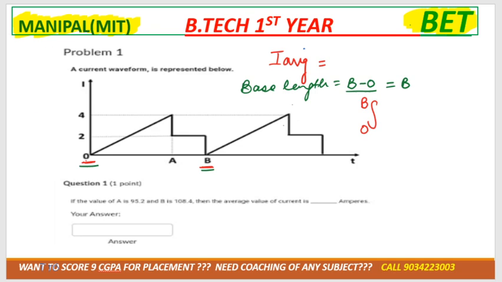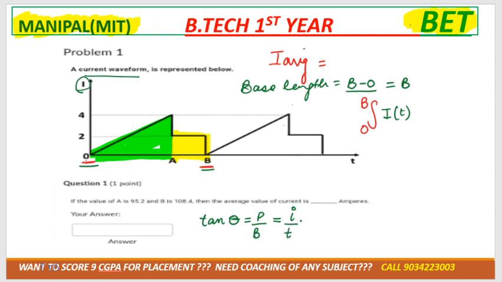Now see, for this particular case it is basically divided into two categories. One is the triangular waveform and another one is this square kind of waveform. Okay? First of all, I am telling you for the triangular waveform. For the triangular waveform we need to calculate I of t, right? So I of t is how much? Again we'll write it down the same way. Tan theta is equal to perpendicular over base. Here the perpendicular is I, that is current, because this is the current waveform. Base over here is t.